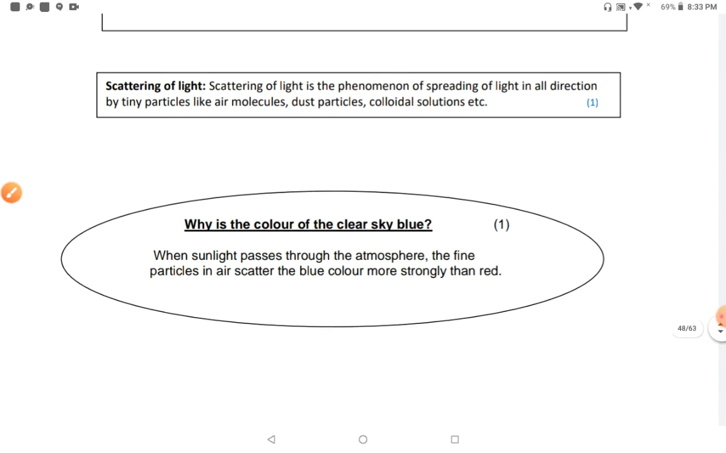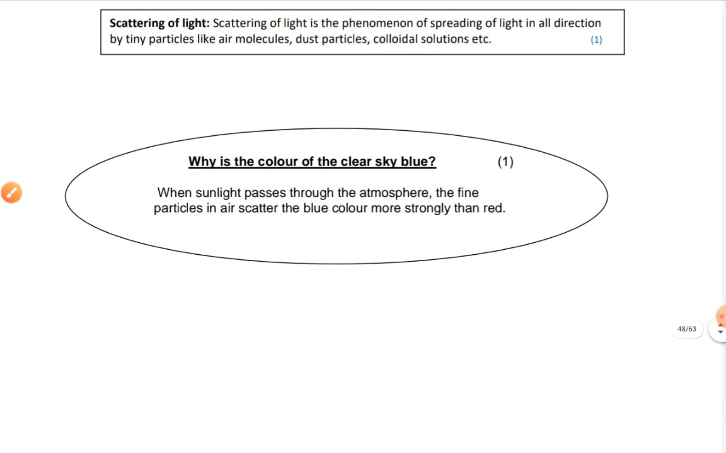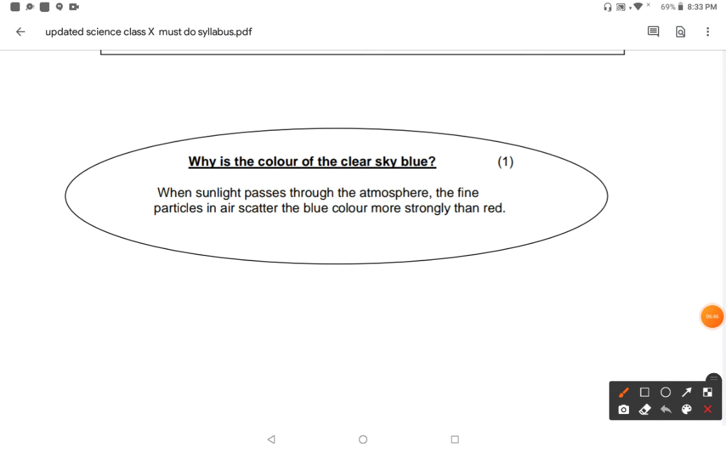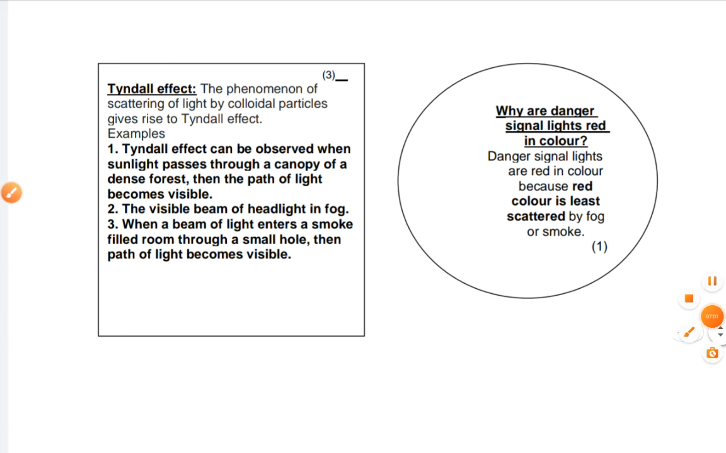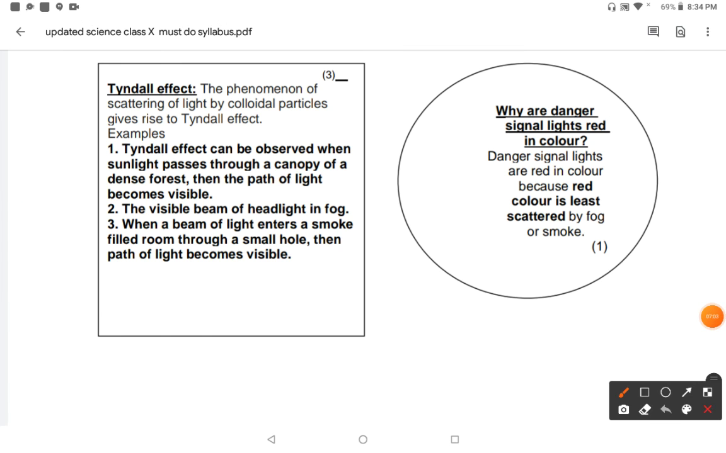So why is the color of the sky blue? Why is the sky always blue in color? Because when sunlight passes through the atmosphere, the fine particles in the air scatter blue color more strongly than red. So the sky appears blue. Now what is the Tyndall effect? The phenomenon of scattering of light by colloidal particles gives rise to the Tyndall effect.